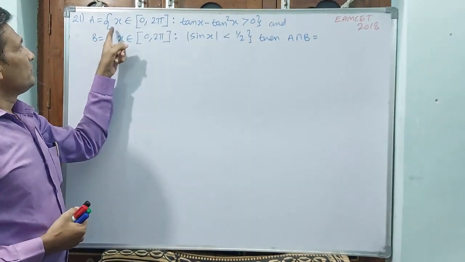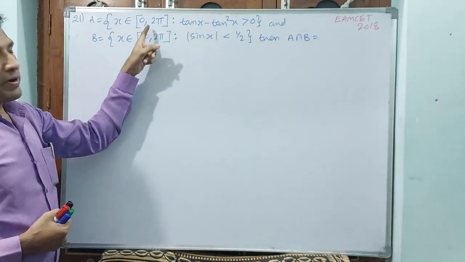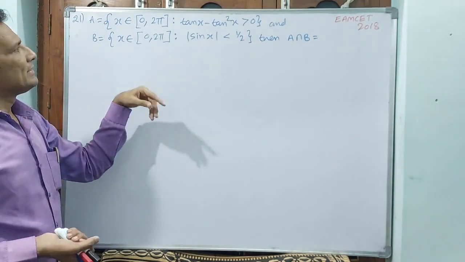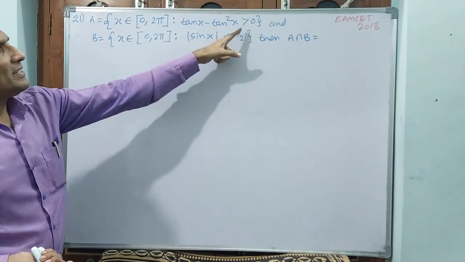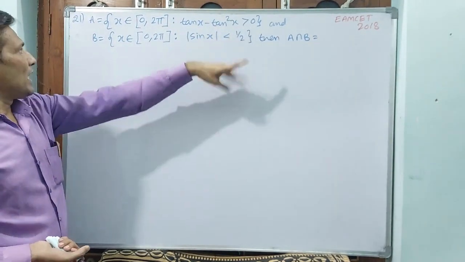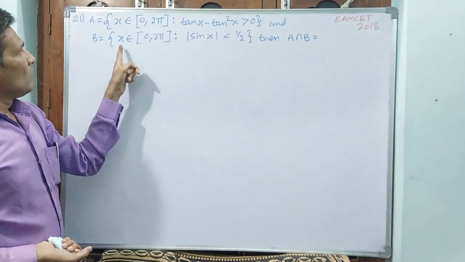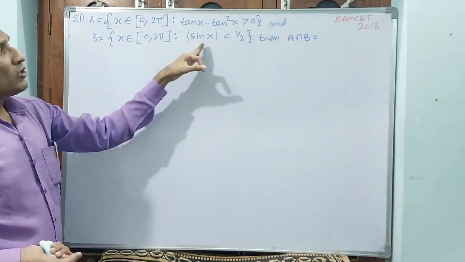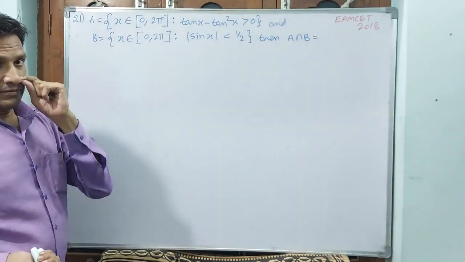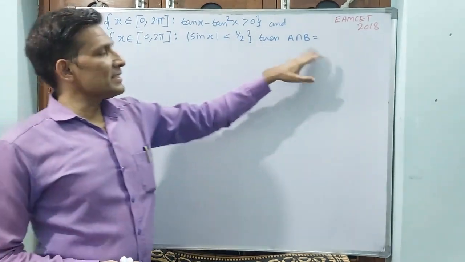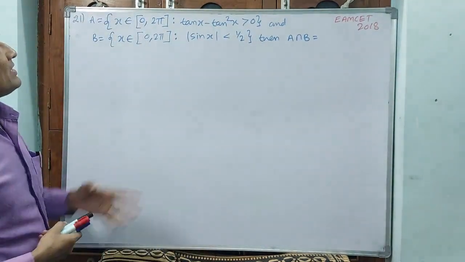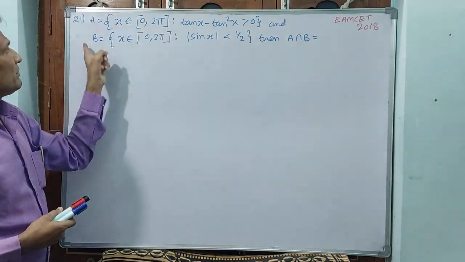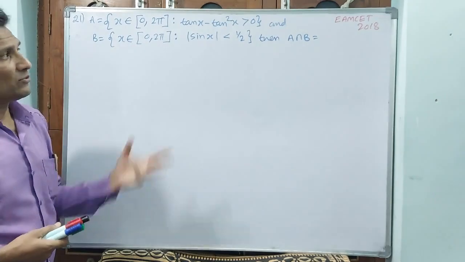A is the set of x belonging to [0, 2π], a closed interval, so 0 and 2π are both included, such that tan x minus tan square x is greater than 0. And B is the set of all x in [0, 2π] such that modulus of sin x is less than 1/2. Then what is A intersection B? A intersection B means we take only the x values common to both, the solution set.